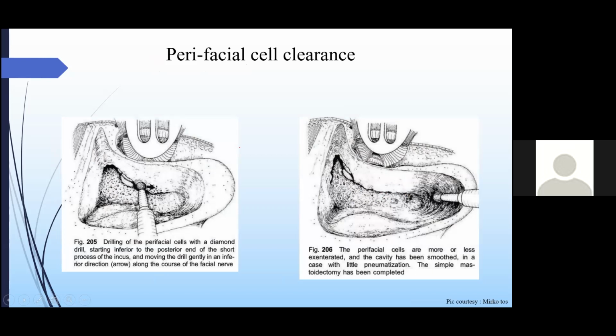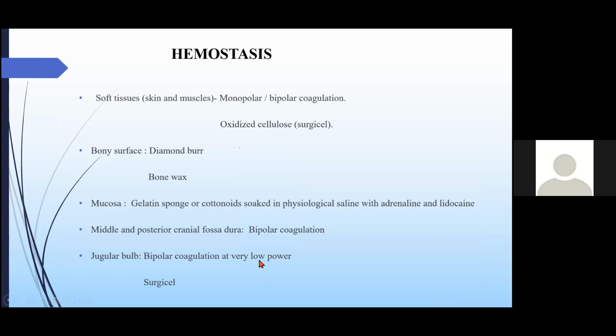So the perifacial cells which are found should be cleared, and we should be vigilant about the exposure, any subtle change in the color, and we should not expose the facial nerve in any case until it's indicated, like facial nerve decompression or any other situations like that. This was all about the drilling techniques, the basic drilling techniques of the mastoid.